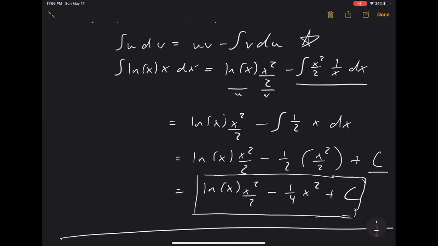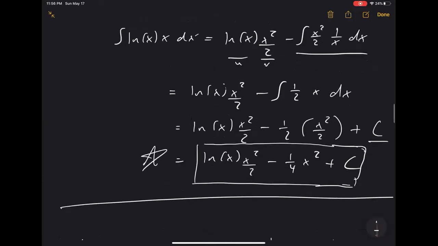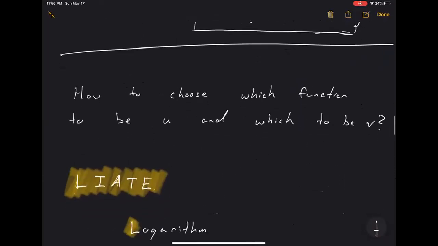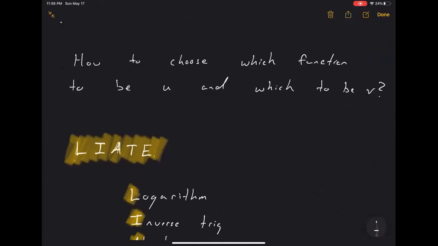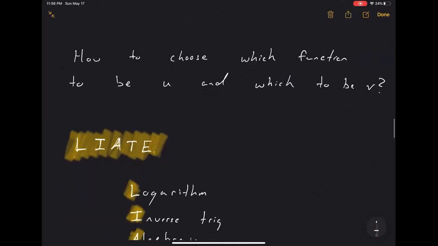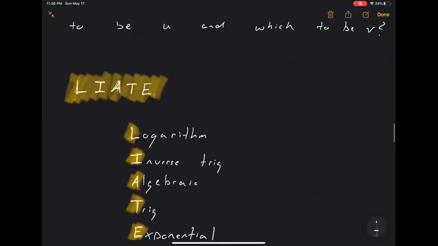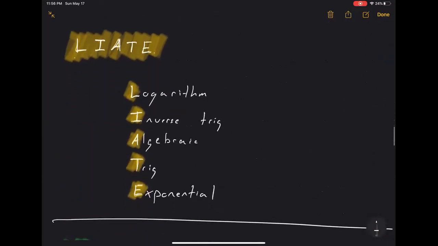Now you might be asking, well, how do we choose what's u and what's dv? There's a handy little rule. You don't have to use this. I wouldn't say it's a rule, it's more of a guideline. It's fairly useful. It's this acronym LIATE, and those letters stand for logarithm, inverse trig, algebraic, trig, exponential.